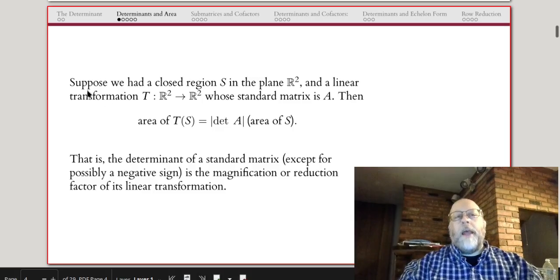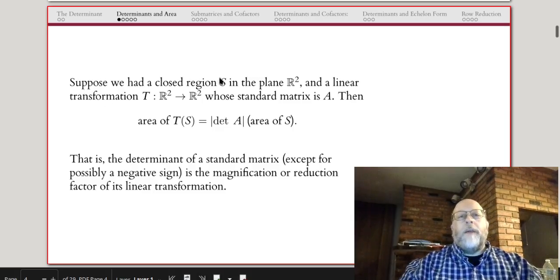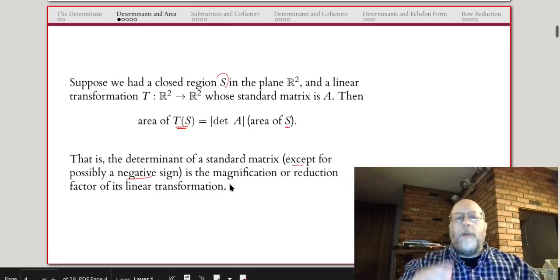Well, this is the answer to that question. Say we have a closed region S in the plane and a transformation whose standard matrix is A. Then the area of the transformed version of S after the transformation is the absolute value of the determinant times the area. That is, the determinant might be positive or negative, but area can't be negative. And so if we ignore the negative sign, then the determinant is the magnification or the reduction factor of the linear transformation.